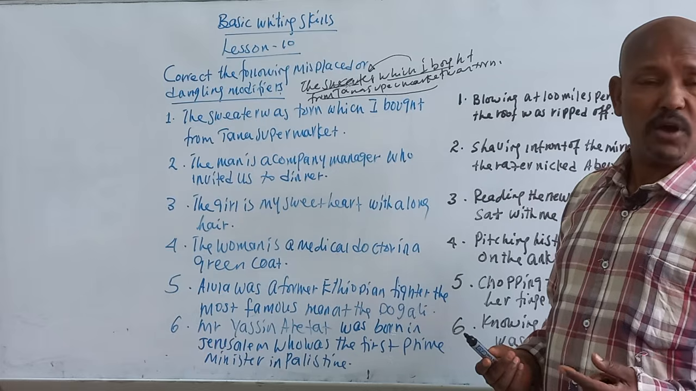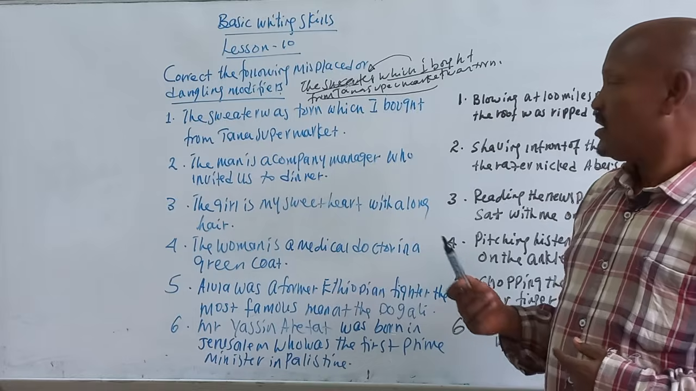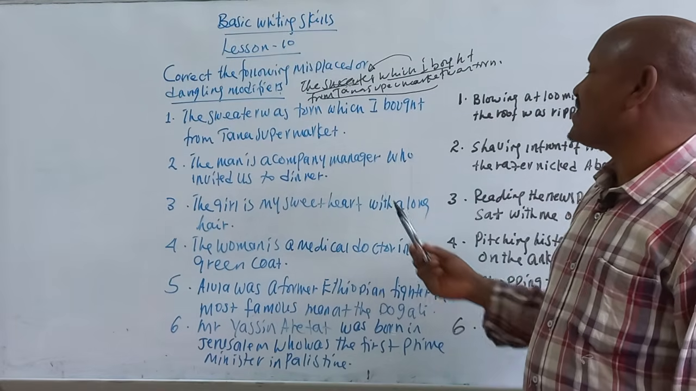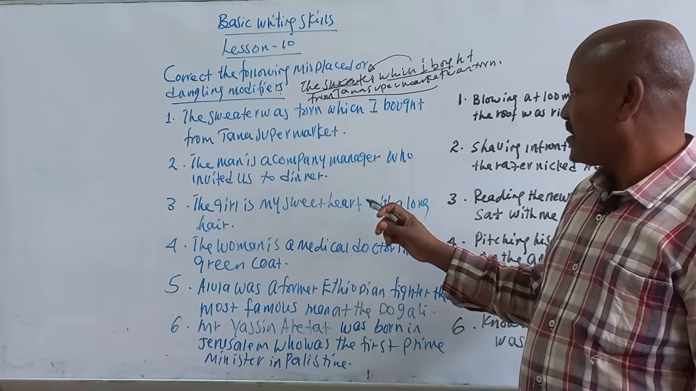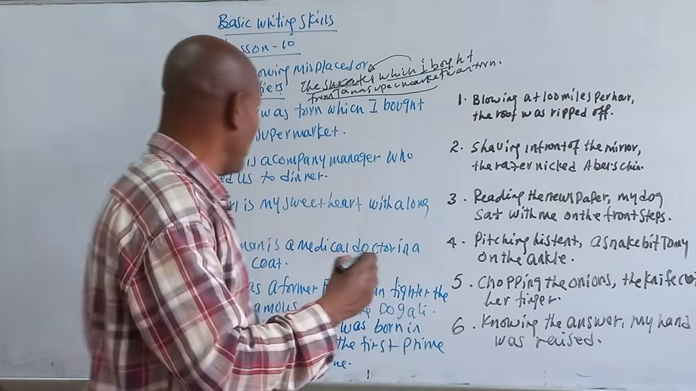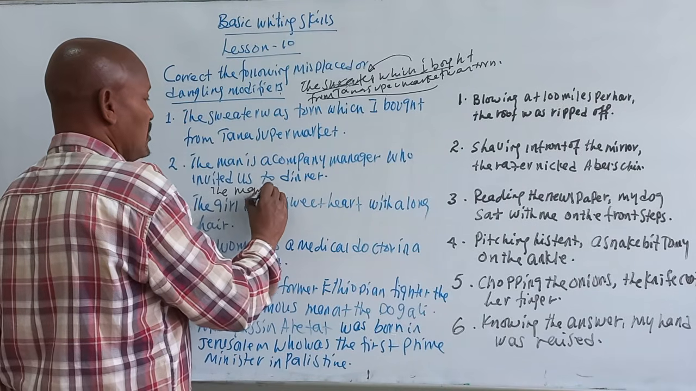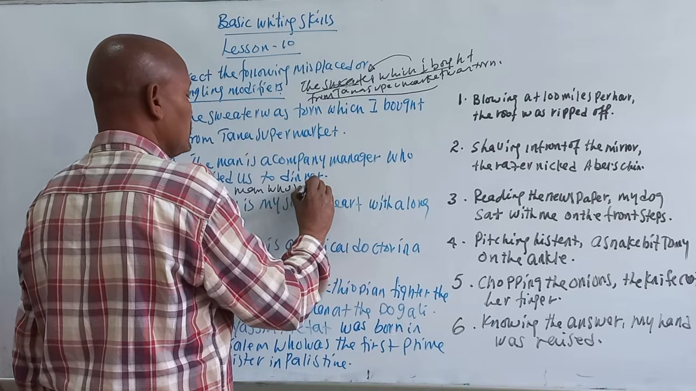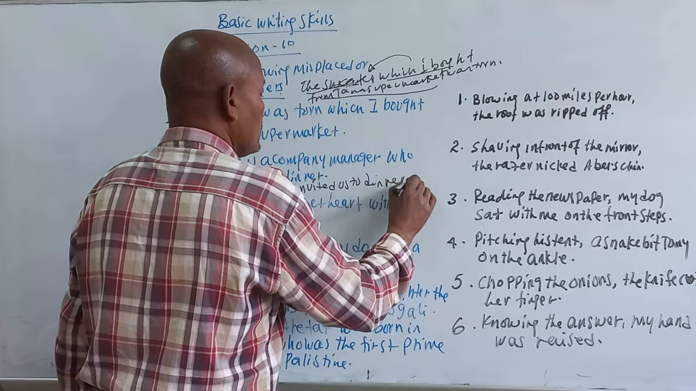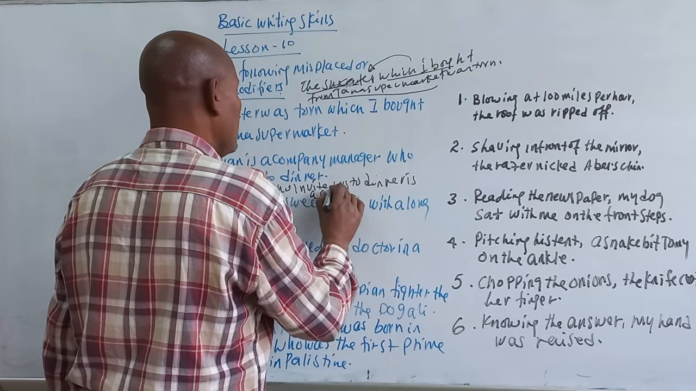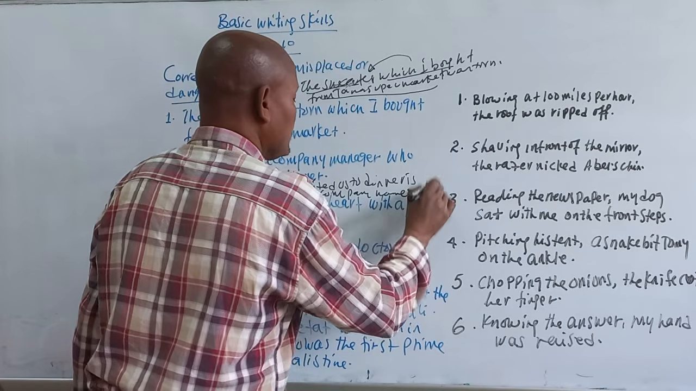So the second step, after identifying the problems, is to correct it. All right. So the man who invited us to dinner is a company manager, right? Let me write it here please. The man who invited us to dinner is a company manager. Yes, a company manager. This is the correct sentence.